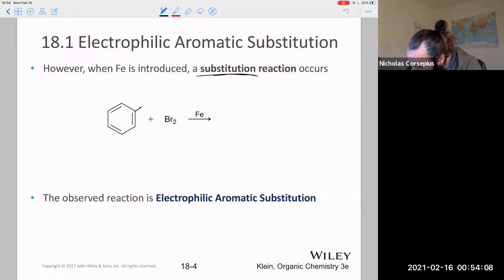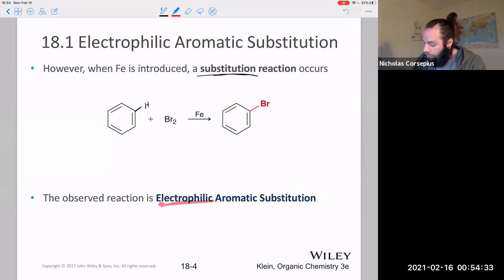Substitution reactions meaning that I used to have a hydrogen here, and then I reacted it with bromine in the presence of iron. We'll see why that's important here. And I've substituted the bromine for the hydrogen. Notice that I've kept my aromaticity. So that's why these substitution reactions are good. There's not going to be any addition reactions. Again, this chapter is going to be the electrophilic aromatic substitution.